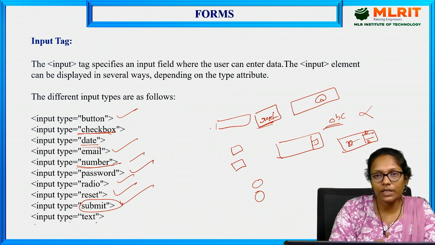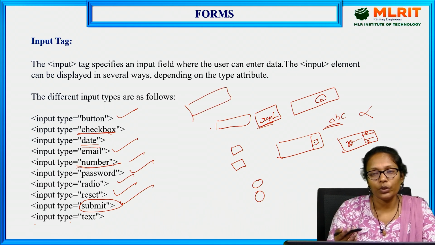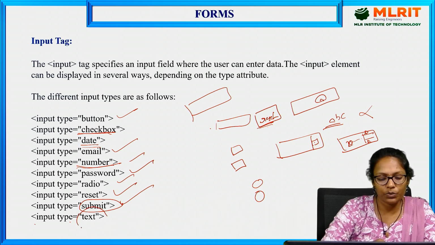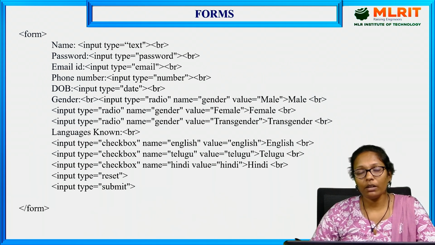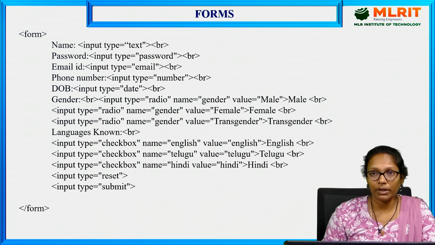And input type is equal to text is the last field. That's the text field. It will expect some text from the user. So your name, last name, father's name, mother's name, whatever it may be, for that you use this text field. So this is a simple program where most of the components or elements are covered.